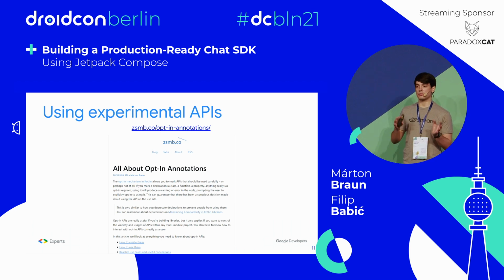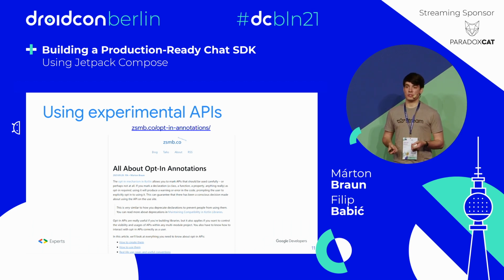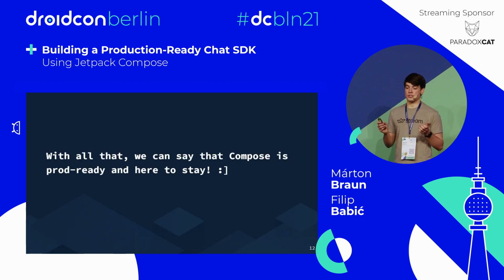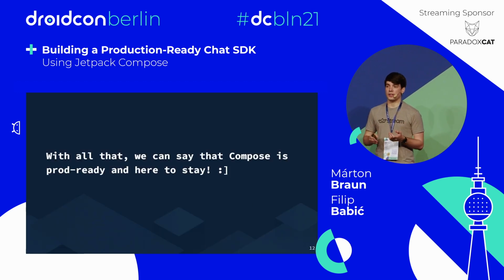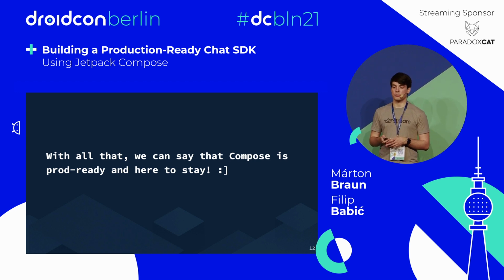This is useful to understand how to create these APIs if you're building APIs for others, but also a good resource if you are just a user of Compose, for example, where you'll regularly encounter experimental APIs. So with all that, we can say that Compose is production ready and it's here to stay. And we, for example, are very committed to building Compose.